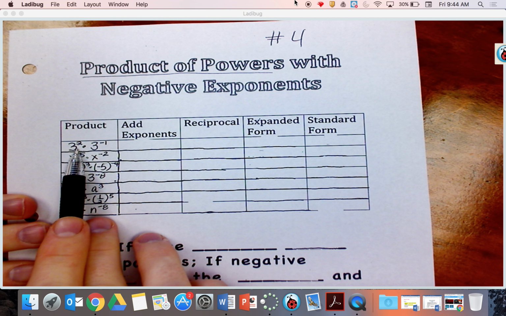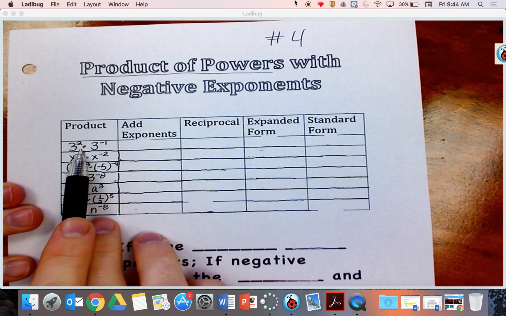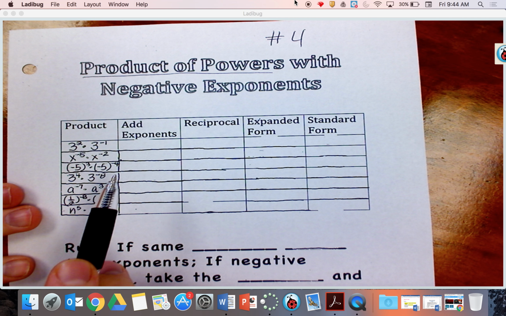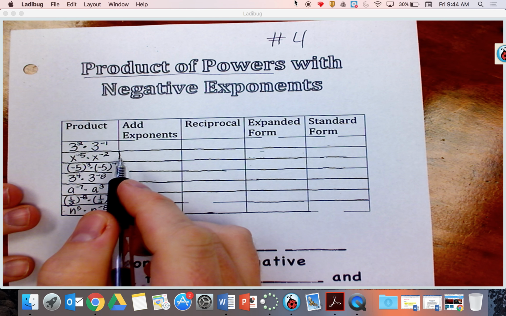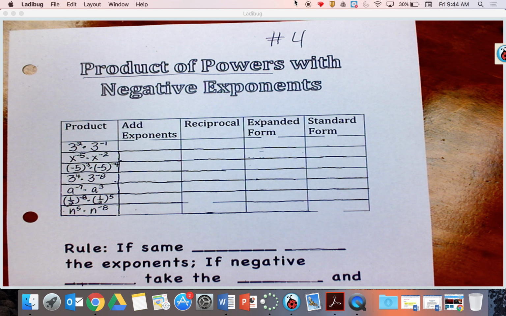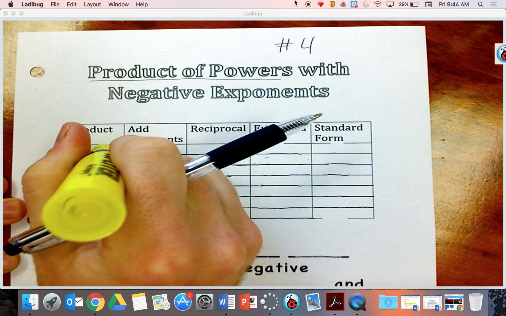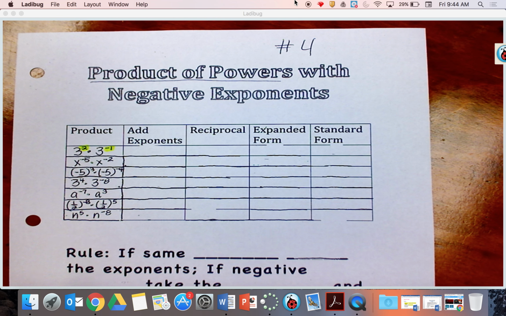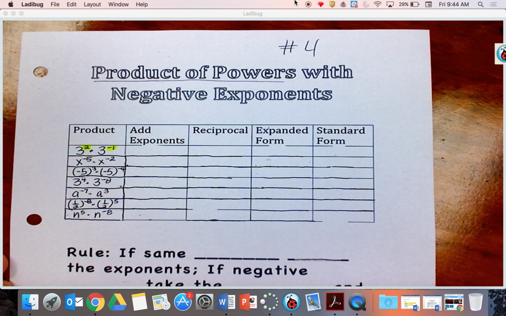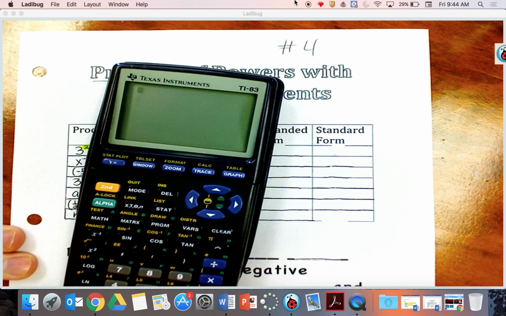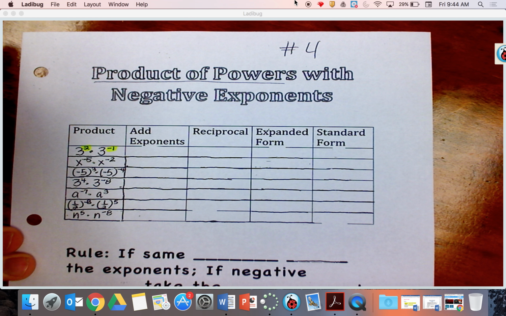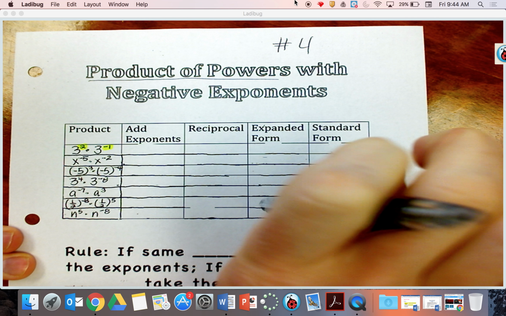So if we go through the first one here, you have 3 squared times 3 to the negative first power. Well, if I take my exponents, which are going to be the 2 and the negative 1 up there in the top, I'm going to take those two and do what my organizer says, and I'm going to add those together. When I add 2 plus a negative 1, you can see it gives me 1. So I know I have 3 to the first power.